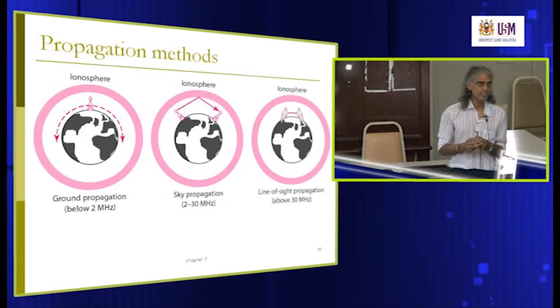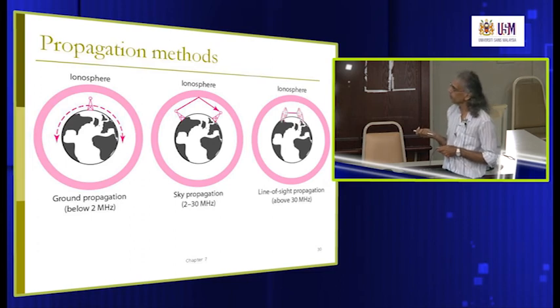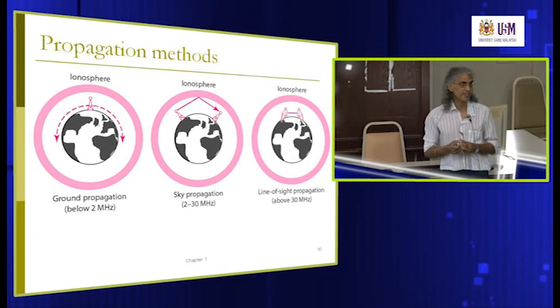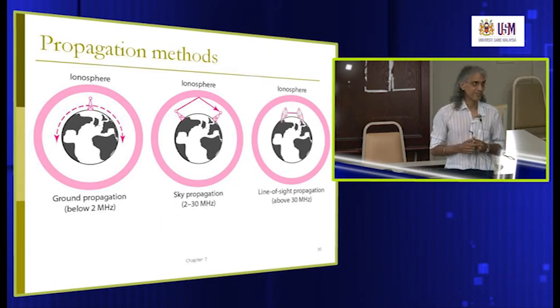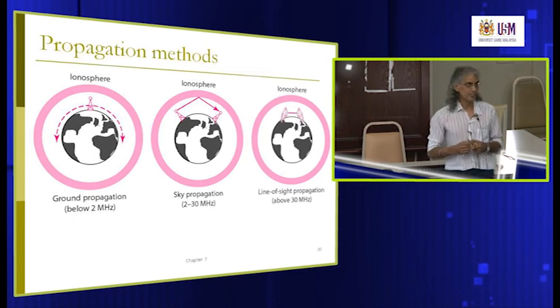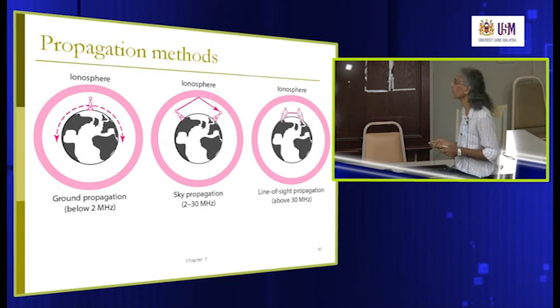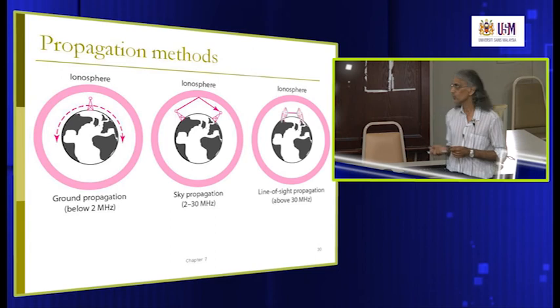How are the signals in unguided media being transmitted? There are three techniques. One is basically ground propagation. If you transmit signals below 2 megahertz, the radio waves can go around the whole world without any problem, because the wavelength is very, very large. If it's between 2 and 30 megahertz, then we use the ionosphere as a reflector to reflect the signals, as we saw last time. And anything above 30 megahertz must require line of sight for transmission. So these are the properties of the spectrum itself.